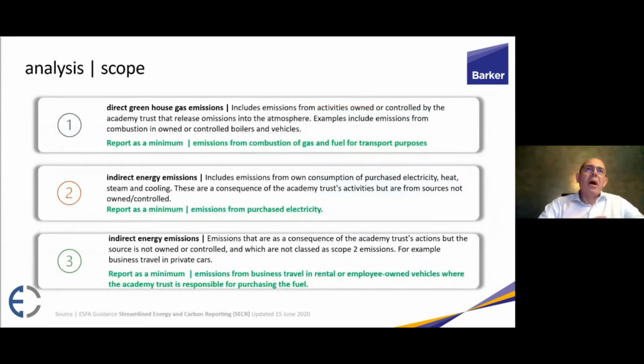Looking at the scope, and again, this is where you have to start to analyse it. There's three key areas: direct greenhouse gas emissions, which is about burning fuel, be that gas or transportation. There's indirect emissions, which is where the emissions are made by the generator of electricity. So it's about the energy you purchase. And then looking at indirect emissions is where you are responsible for it in terms of staff cars and vehicles and things like that, private cars.